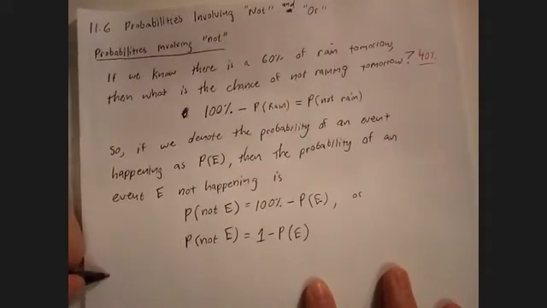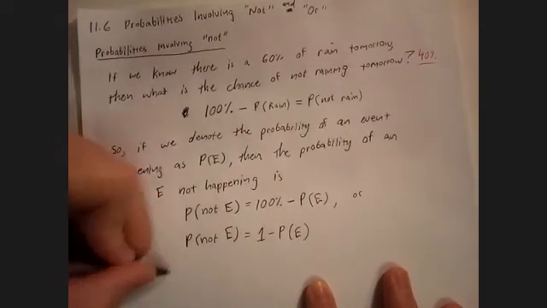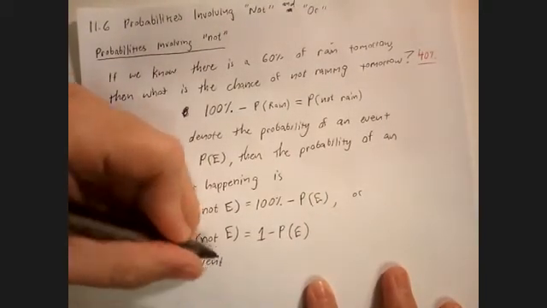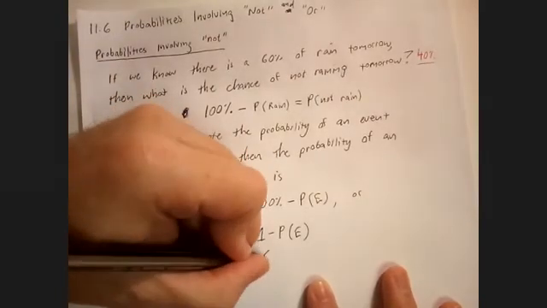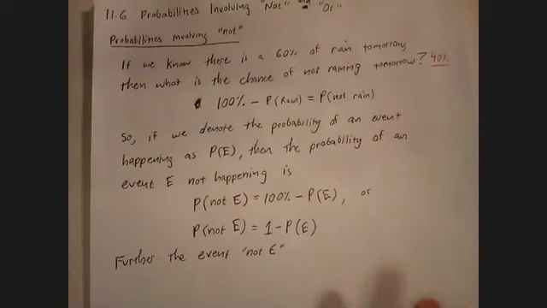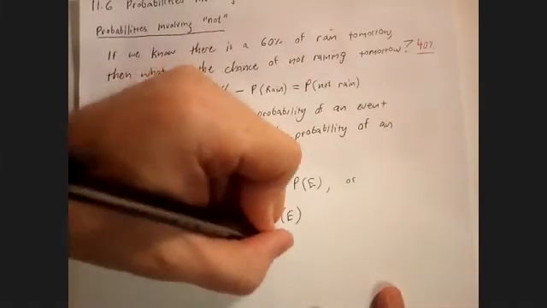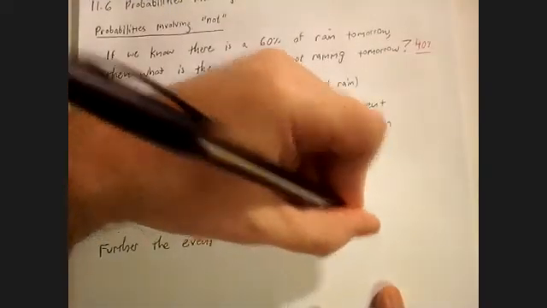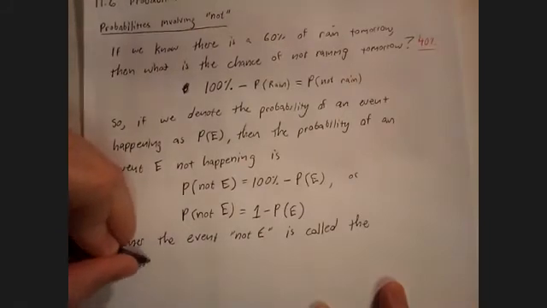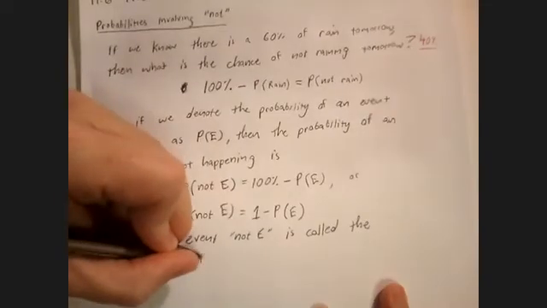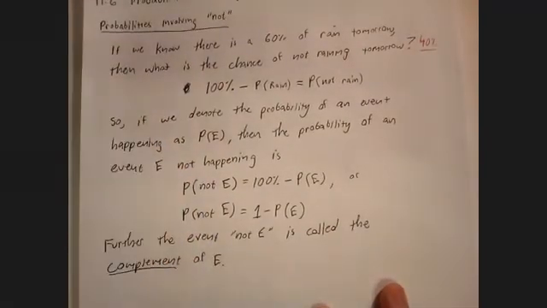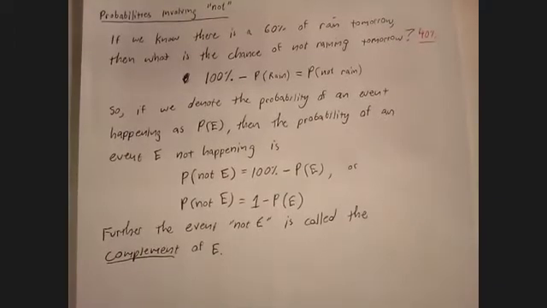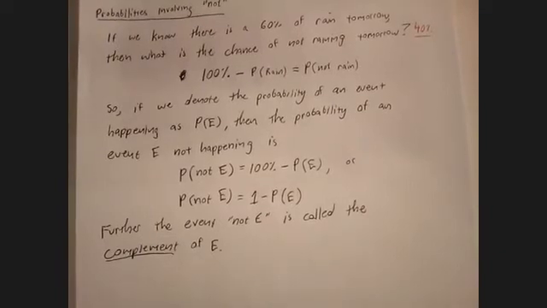And also, further, the event not E, so in the situation where not E happens, this is called the complement of E. Okay, so the probabilities involving not, some books will call that the complement. What is the probability of the complement of something?